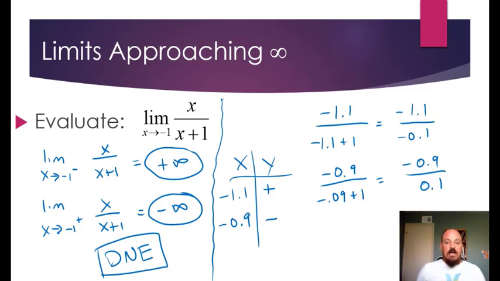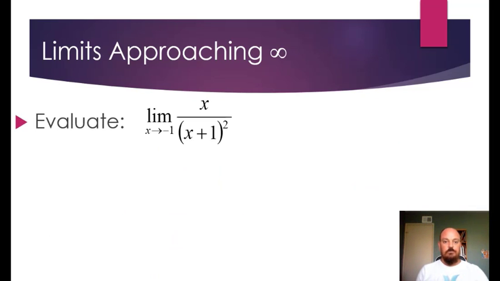All right, for our last example today, I want to do a question really similar to this one. I'm going to make one tiny change actually. All I did was copy the question down and square the denominator. It's still the limit as x approaches negative 1. Instead of x over x plus 1, I did x over x plus 1 squared.